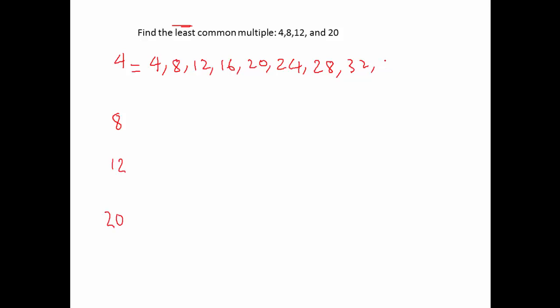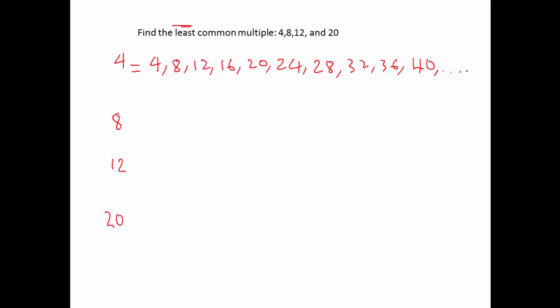Find the least common multiple of 4, 8, 12, and 20. So first, let's find each individual multiples of 4, 8, 12, and 20. And we find the least, that means the smallest common, right? So the multiples of 4: 4 times 1 gives you 4, 4 times 2 gives you 8, 4 times 3, 12, 4 times 4, 16, 4 times 5, 20, 4 times 6, 24, 4 times 7, 28, 32, 4 times 9, 36, 4 times 10, 40.